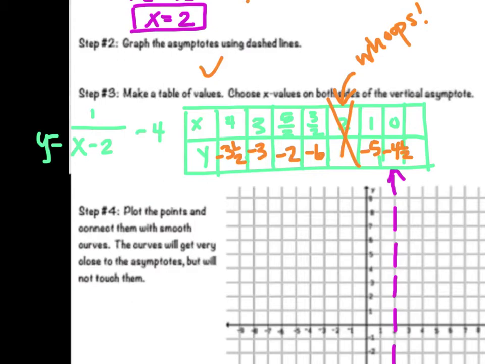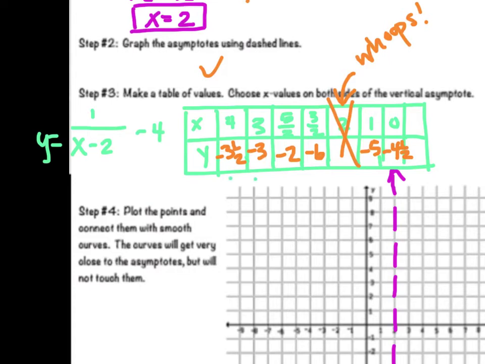Okay, so I filled out the rest of this table, and I actually realized that I made a little mistake. I shouldn't have picked the number 2, because when x is equal to 2, that whole equation is undefined. We already knew that. I was just being silly, and I hope you guys all noticed that when I was actually making the table.